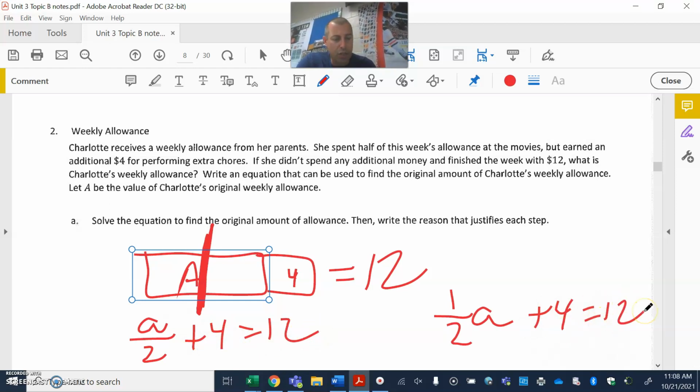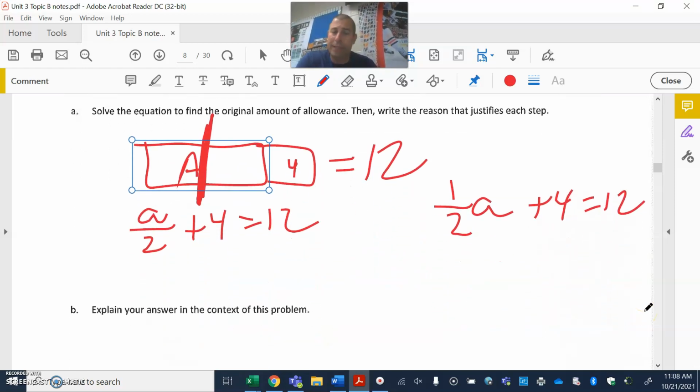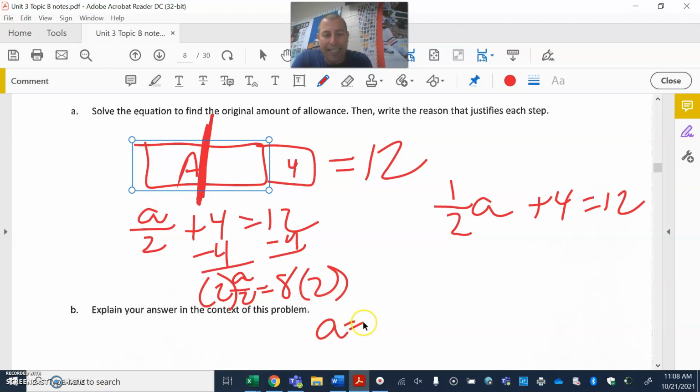So let's see what happens when we solve, and again, which part clicks better with you. We are going to subtract 4 from both sides. So I've got A divided by 2 equals 8. We'll multiply both sides by 2, and we'll get A equals 16. So $16 is her allowance.